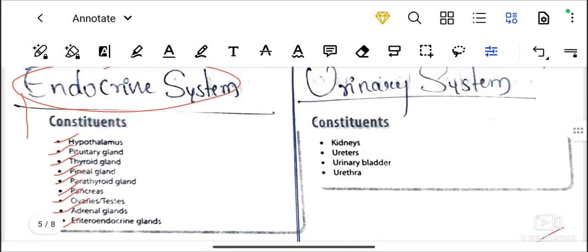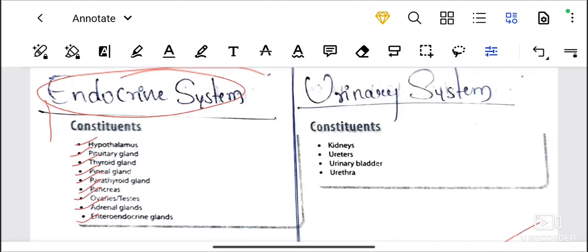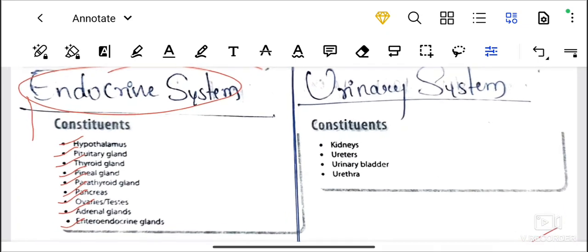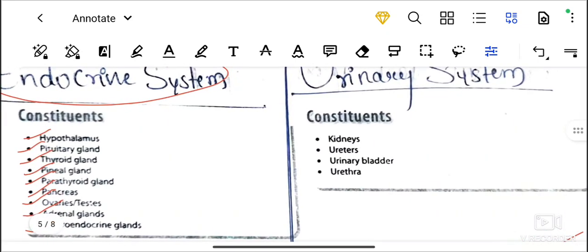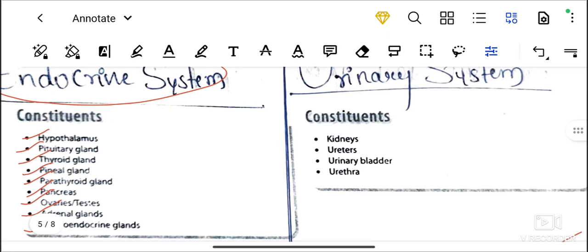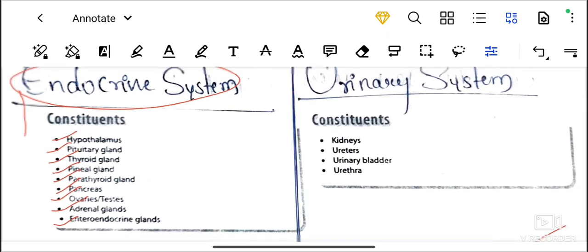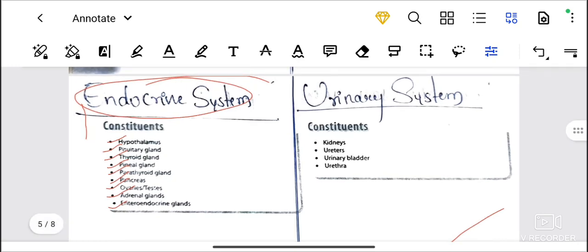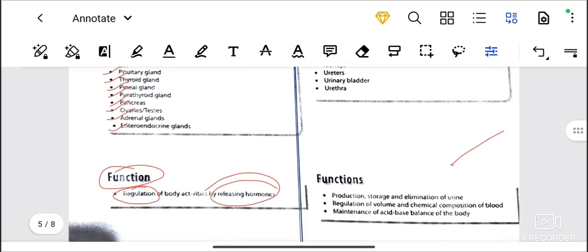The next system is the urinary system. It is an eliminatory system, or you can also say excretory system. It constitutes the kidneys, ureters, urinary bladder, and urethra. I will tell the difference between ureters and urethra in a later class. That is the urinary system.